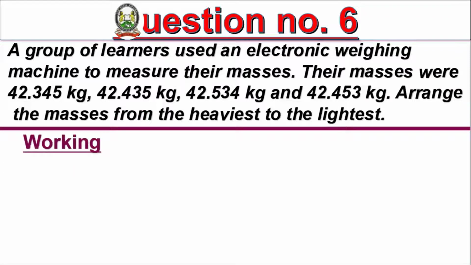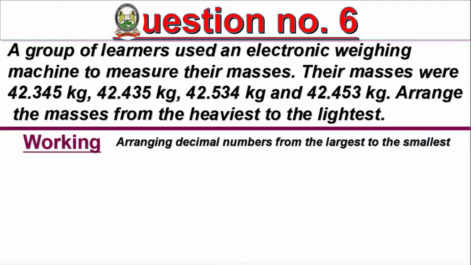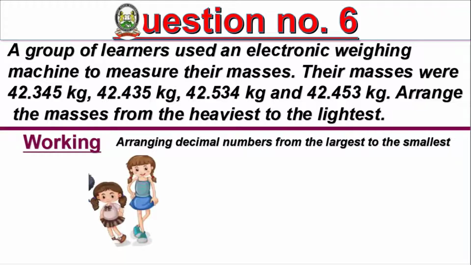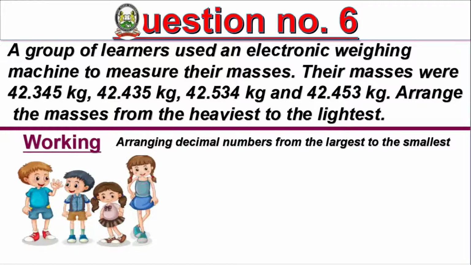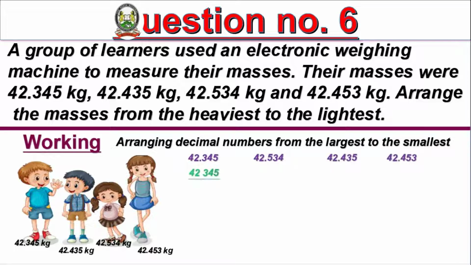So let us work out here. Let me first arrange in decimals. This is arranging decimals from the largest to the smallest because it's heaviest to the lightest. So you write the numbers down, then you change them to fractions. So this can become 42,345 over 1,000, 42,534 over 1,000, 42,435 over 1,000, and 42,453 over 1,000. Then since the denominator is the same, just ignore the denominator and get the numerators only.